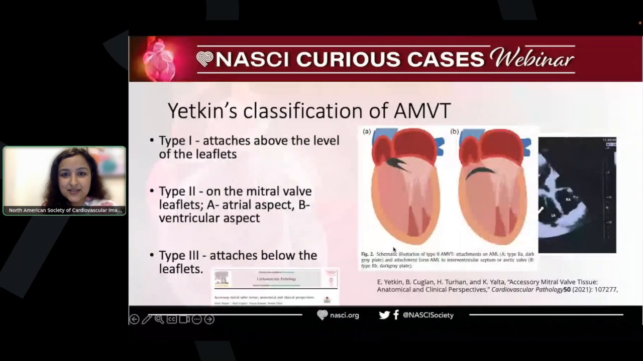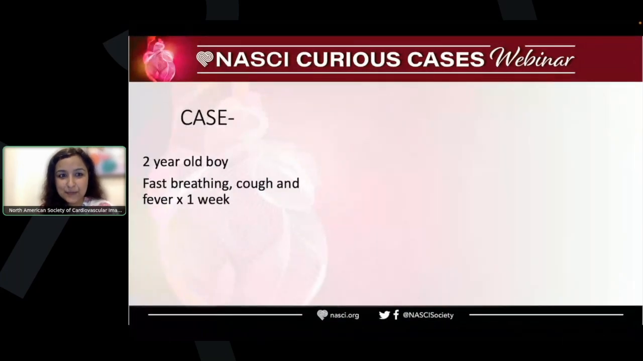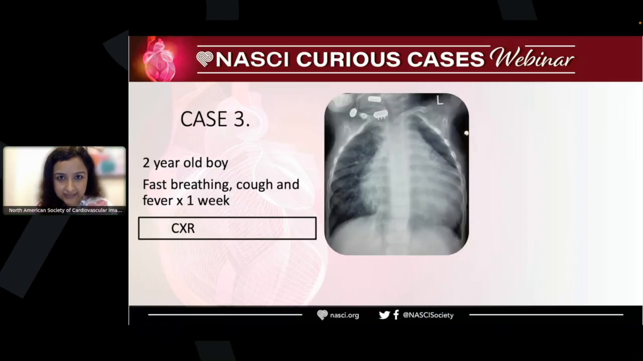So this was my second case. With that, I think we'll go to the next case. This case is slightly different, as we are moving out of the heart, maybe into the vasculature. We do a lot of vascular imaging as well. This was a 2-year-old boy who presented with fast breathing, cough and fever for 1 week. The chest x-ray was done, and it showed this. Any comments regarding the finding in this particular chest x-ray?